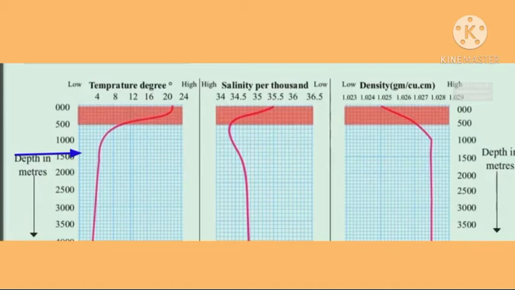The change can be seen up to a depth of about 500 meter. The slopes of the curves of the graph are varying for all the three factors, but below the depth of 1000 meter, there is no change in all the three factors. Generally, we can call the seawater up to the depth of 500 meter as surface water. This water gets affected by ocean currents and sun rays. That is why we can see a lot of variations up to the depth of 500 meter.